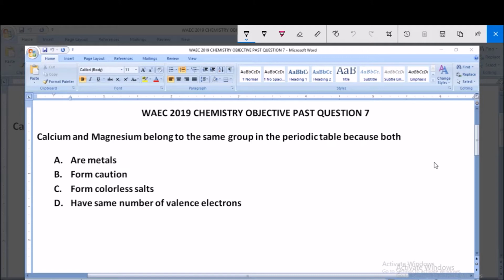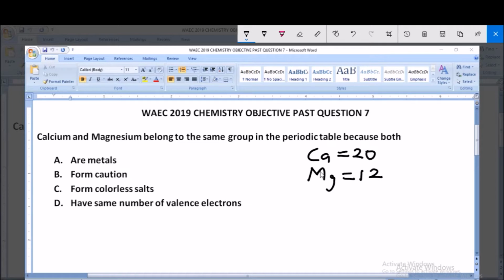Now the first thing you require to answer this question is the atomic number of calcium and magnesium respectively. So for calcium, the atomic number is 20, and for magnesium, the atomic number is 12.